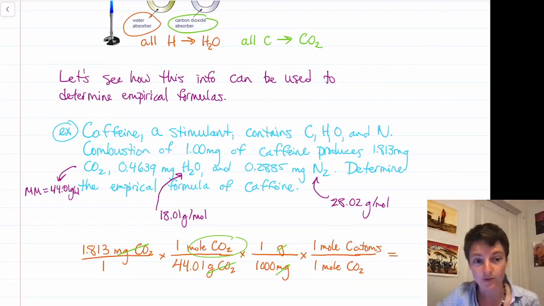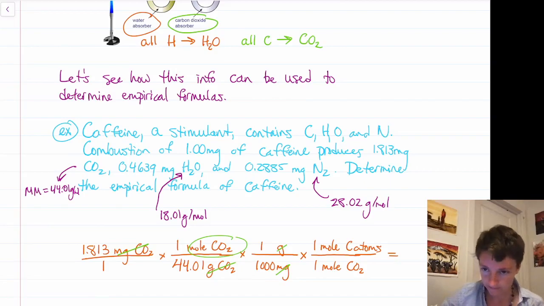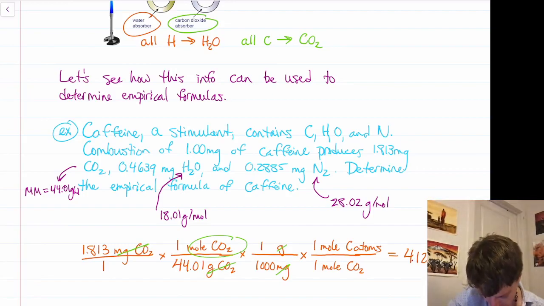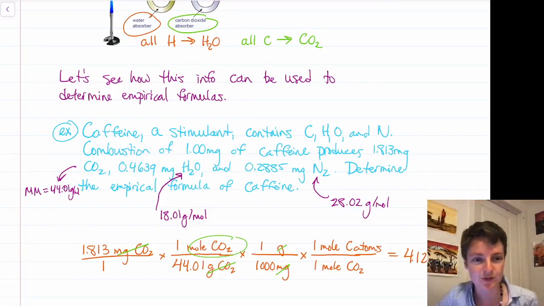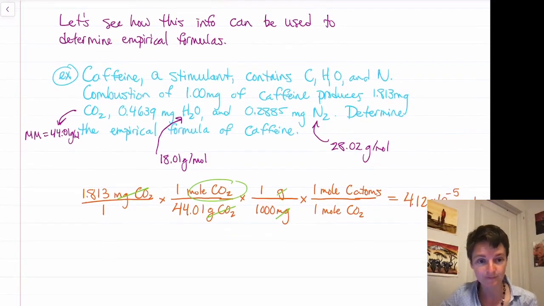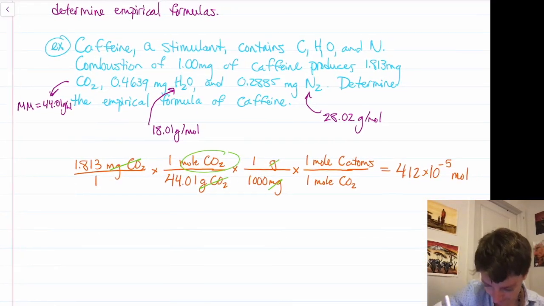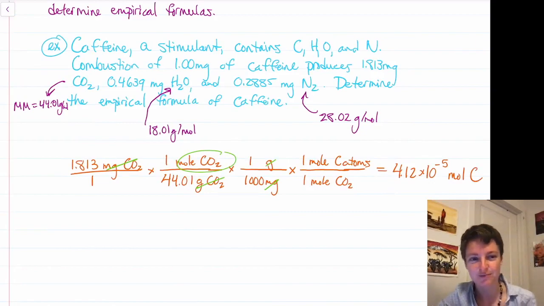Once we carry out the math on this, we find that carbon is present in, there we go, 4.12 times 10 to the negative 5th moles. And again, put a little C here to remind myself that I'm in units of moles of carbon.